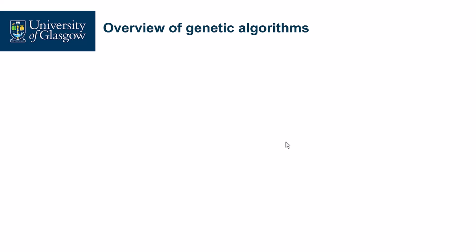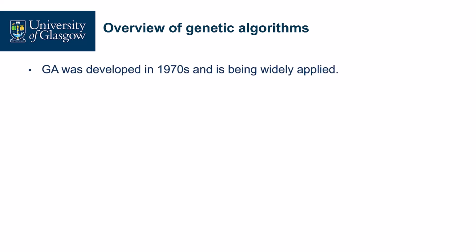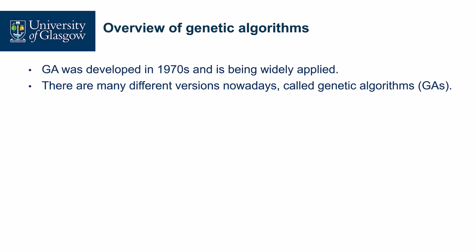GAs were developed in the 1970s, quite a long time ago, and now they are widely used. Nowadays, there are many kinds of GAs, and we call them genetic algorithms, more than one algorithm, following the same idea. GA is a method for solving optimization problems, and it has a few characteristics.